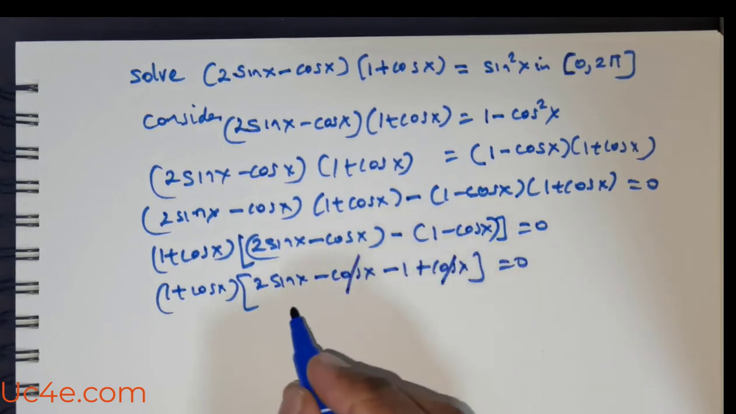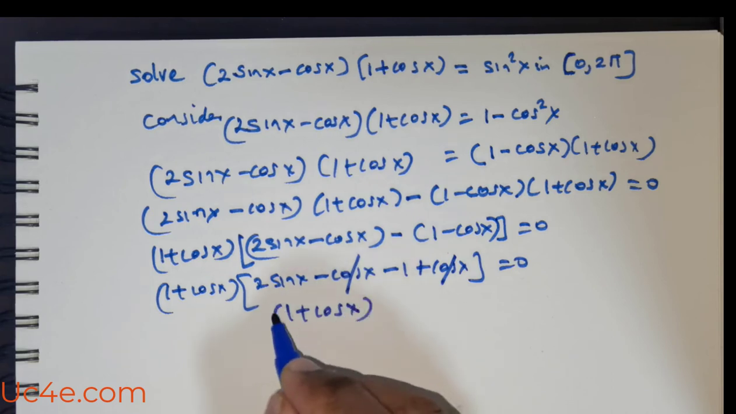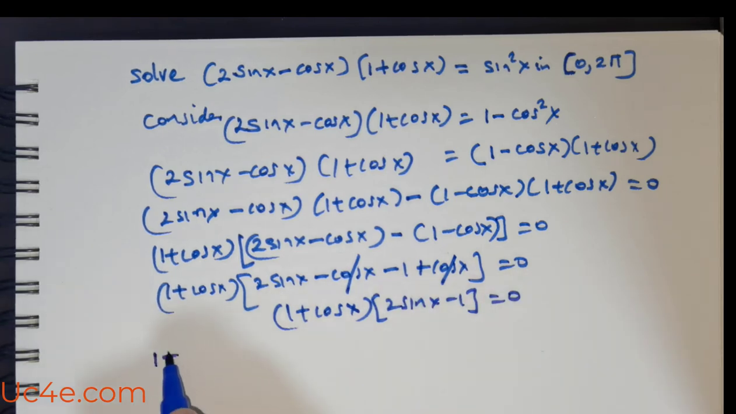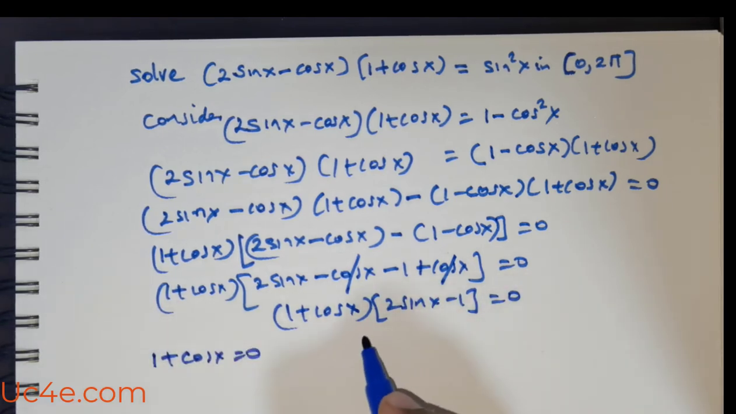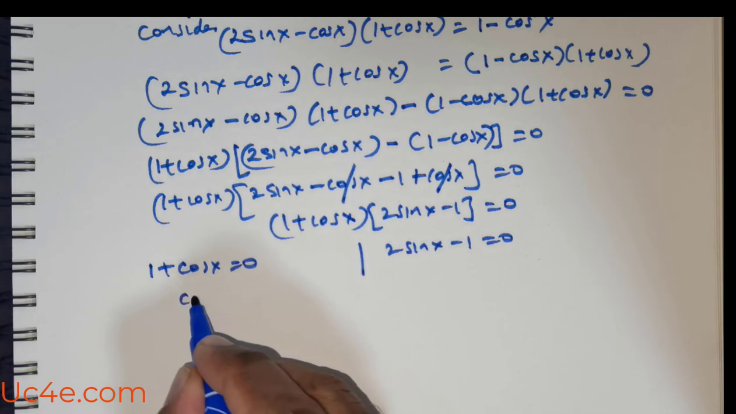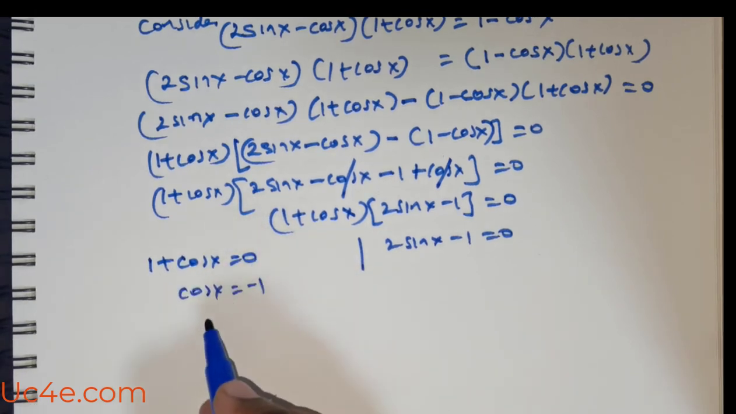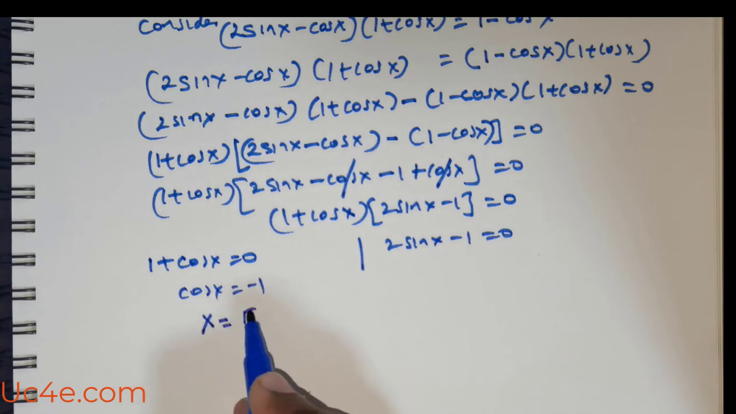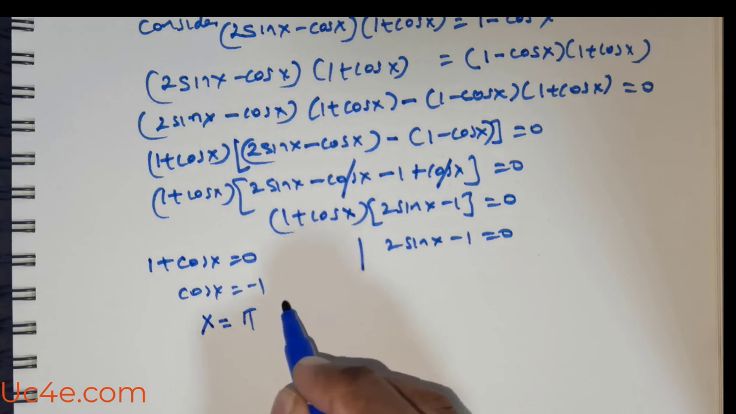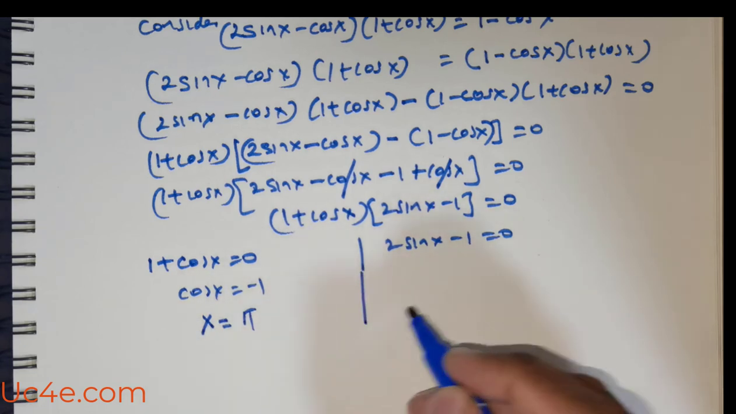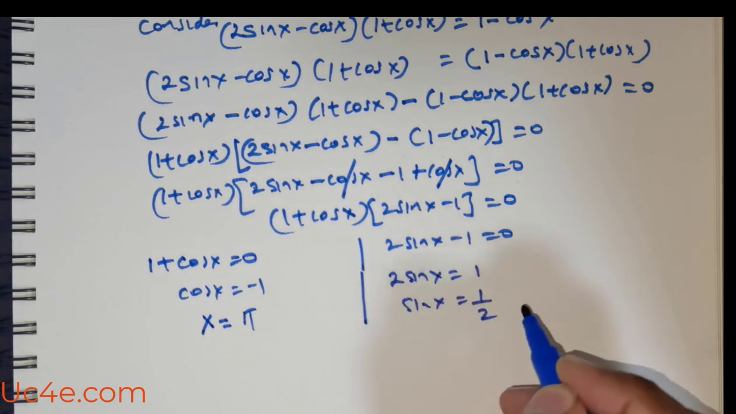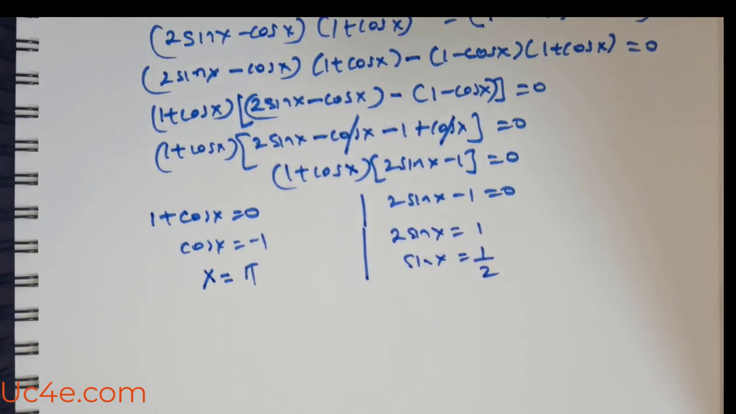So this is further rewritten as (1 + cos x)(2 sin x (1 - cos x) - (1 + cos x)) equal to 0. Here the cos x terms cancel, giving us (1 + cos x)(2 sin x - 1) = 0. So from here I get 1 + cos x = 0 and 2 sin x - 1 = 0. The first is cos x = -1, so x is equal to pi, which is obviously in the given interval. So this is one solution. The next solution is going to be 2 sin x = 1, so sin x is equal to 1 over 2.